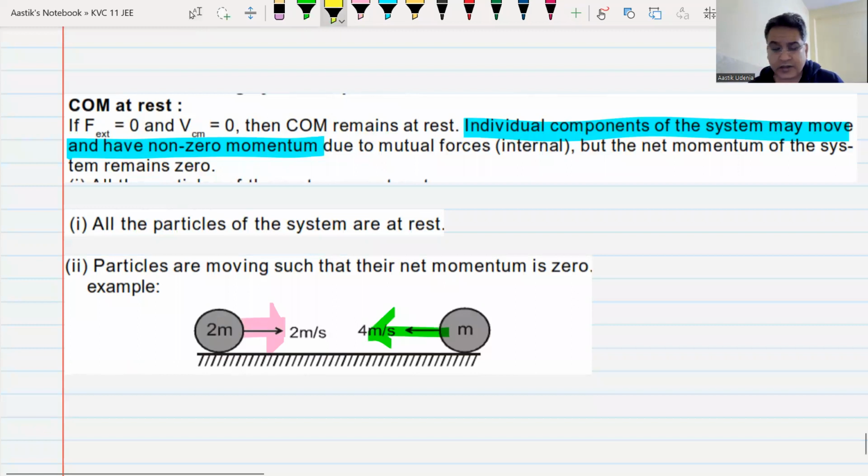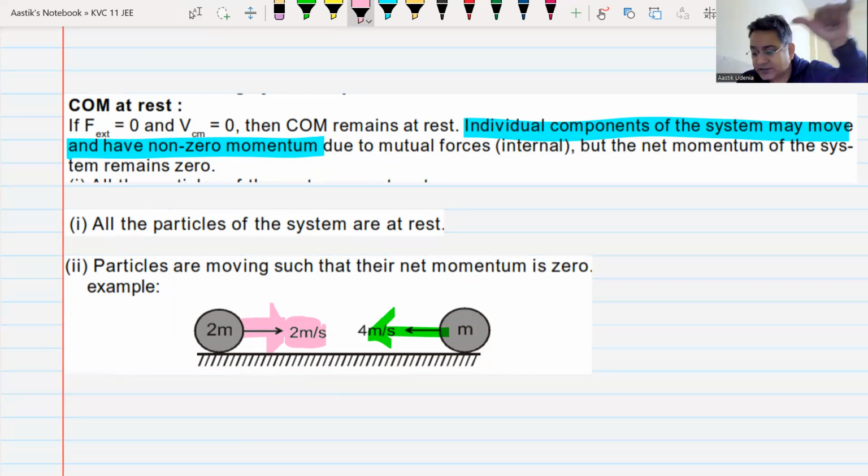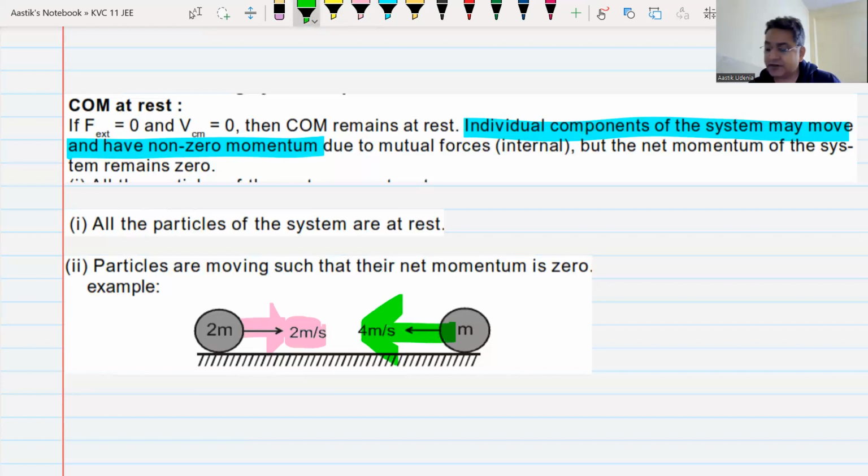Now, if I find out the momentum of this pink body, it will be 4 kg meter per second, yes or no? But that will be in the forward direction. If I find the momentum of this body, it will be the same 4 kg meter per second, but it will be in the negative x-axis. If I find out the momentum of the entire system, it will come out to be zero. Yes or no?